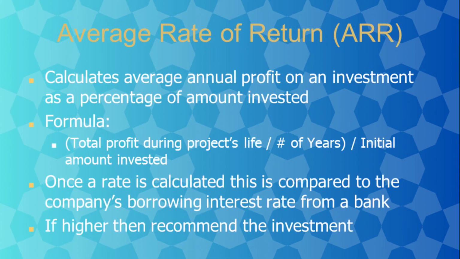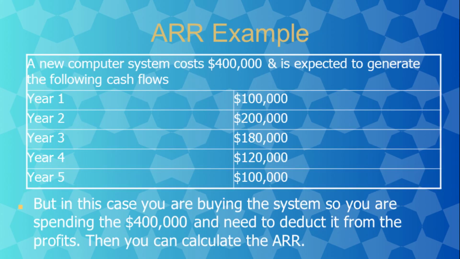ARR calculates the average annual profit as a percentage of the initial investment. This formula helps compare the profitability of different projects. Let's look at an example.